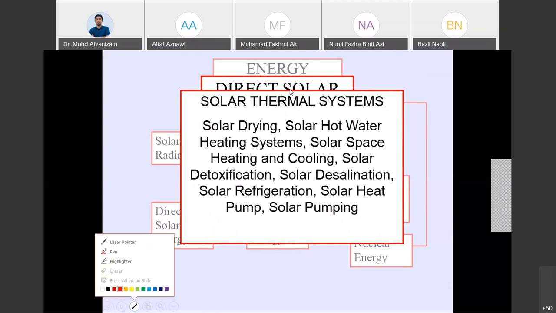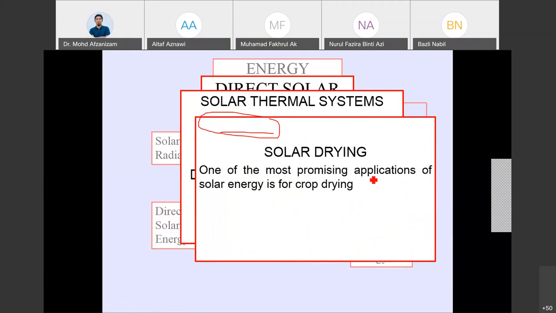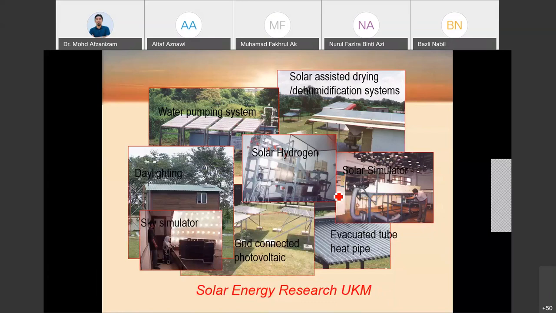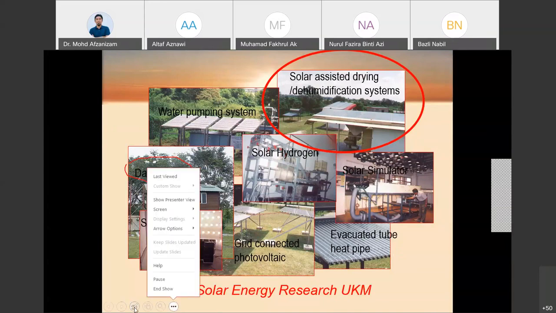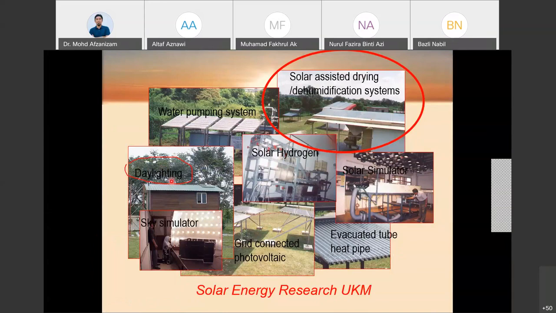Okay, solar drying. So now we go for solar drying. One of the most promising applications of solar energy is drying crops. This is at Universiti Kebangsaan Malaysia in Bangi. They have some sort of device for daylighting. Daylighting means that they go for a better roofing area. Because they just use the sun as part of their light, that's why they call it daylighting.